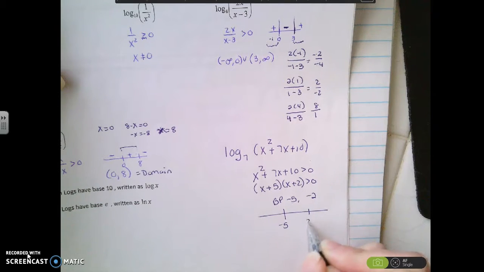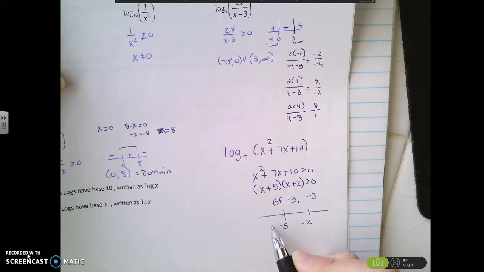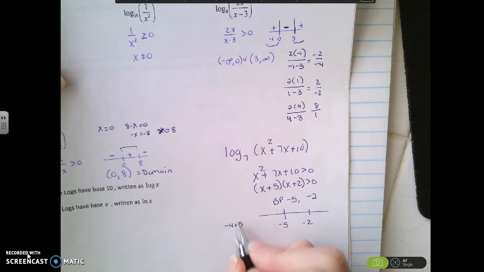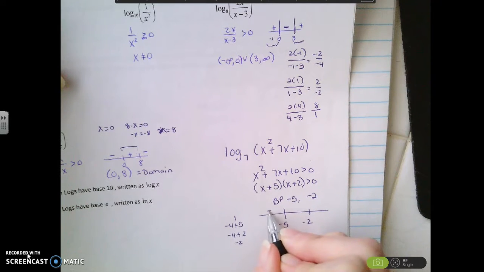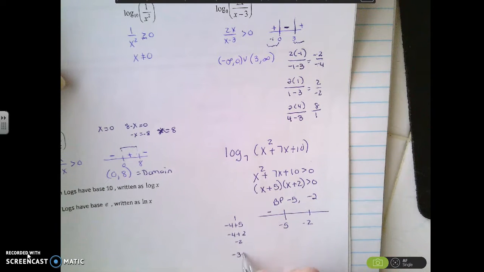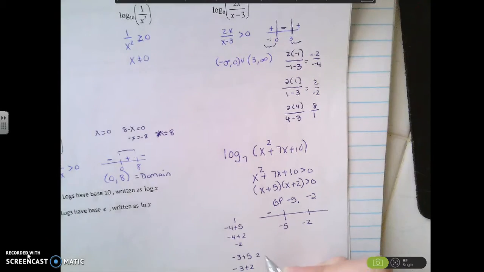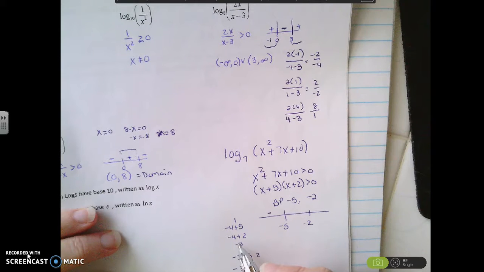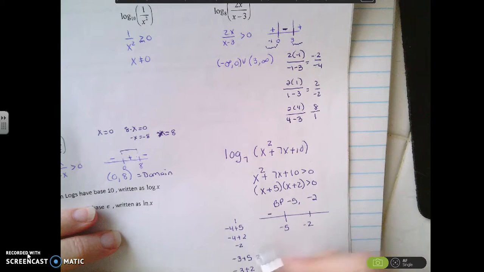And now I want to test the values around that. So at -4, if I put -4 in here, I'm going to get -4 plus 5, which is 1. And I'm going to get -4 plus 2, which is -2. And negative times positive is negative. If I put -3 into this problem, I get -3 plus 5. That's going to be 2. And I get -3 plus 2. Let's see, what did I do wrong here? Oh, you know what? -4 is not less than that.